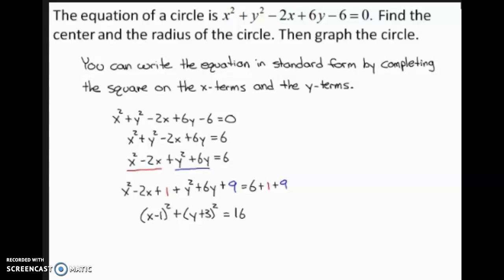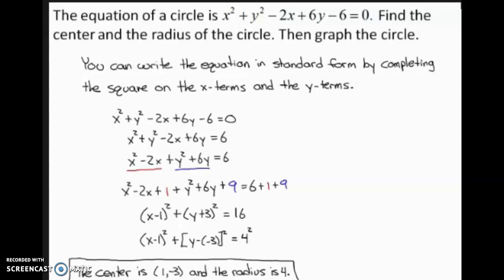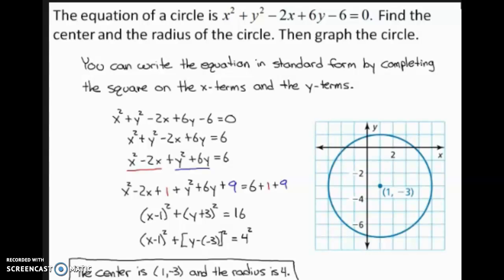Next, rewrite y plus 3 as y minus negative 3. So the center is 1, negative 3, and the radius is 4. Use a compass to graph the circle.